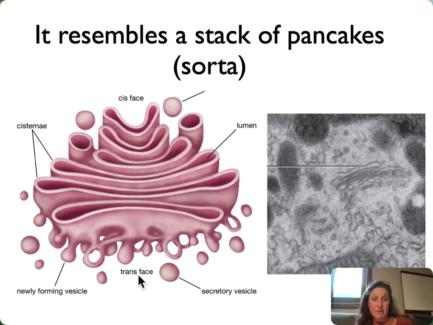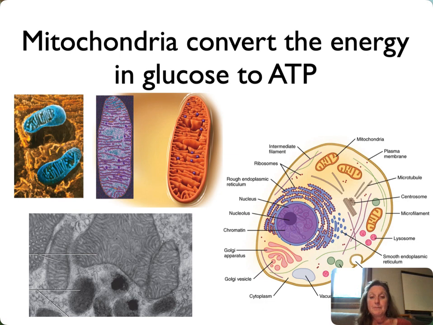Now, if you're trying to remember what the Golgi does, it makes carbohydrates. Carbohydrates are found in pancakes, right? Pancakes are made of starch, flour, and we pour syrup on them, which is sugar. Both of those are carbohydrates. So if you see something that looks like pancakes, think pancakes, and you'll remember that the Golgi makes carbohydrates.